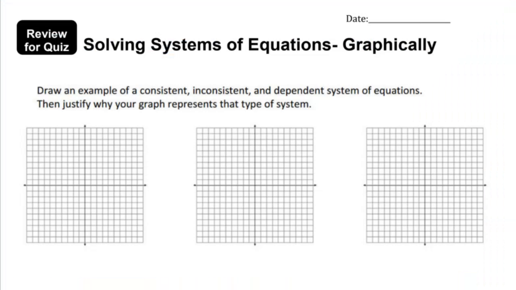Alright, since you're going to have a quiz, let's talk about solving systems of equations graphically. It's a really quick graphing quiz. So here, this time to change it up, I'm asking you to draw me an example of what a graph would look like if it was consistent, inconsistent, and dependent, and then justify why your graph represents that type of system. So let's start off with consistent.